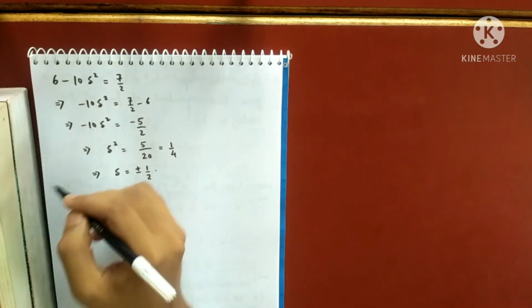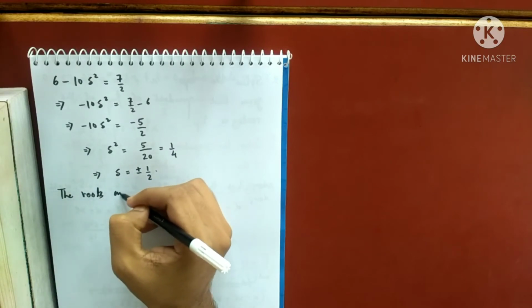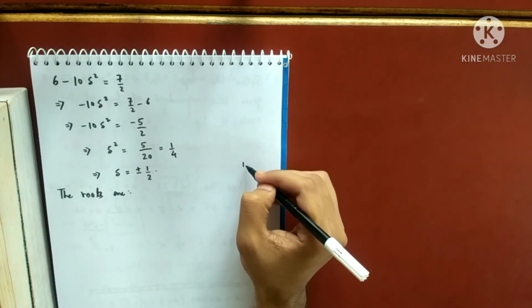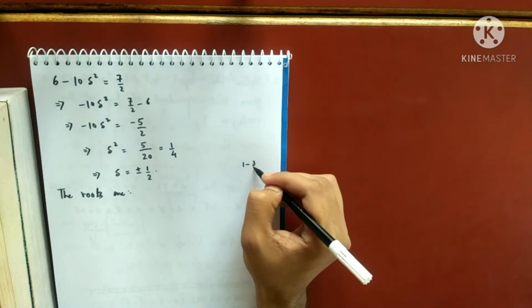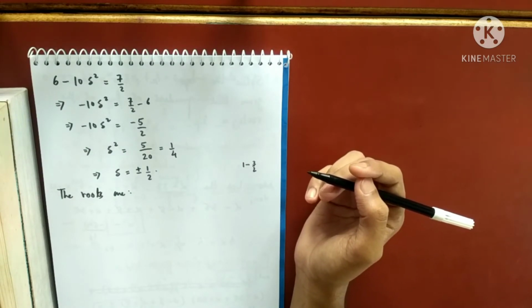So choose delta equals half. So the roots are... what was the first root? Alpha minus 3 delta. So alpha is 1 minus 3 times half. So 3 by 2, that will become how much? Minus half, right?